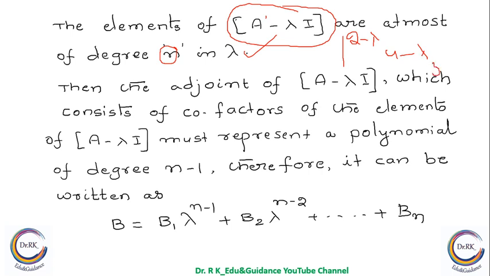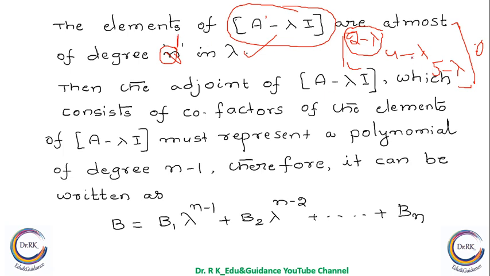5 minus lambda, like this, right? So the remaining elements will be the constant without any lambda. This is the matrix. If we take a matrix like this, 2 minus lambda, 4 minus lambda, 5 minus lambda, every element here is at most of degree 1 in lambda. It is not degree n, it is degree 1 in lambda.